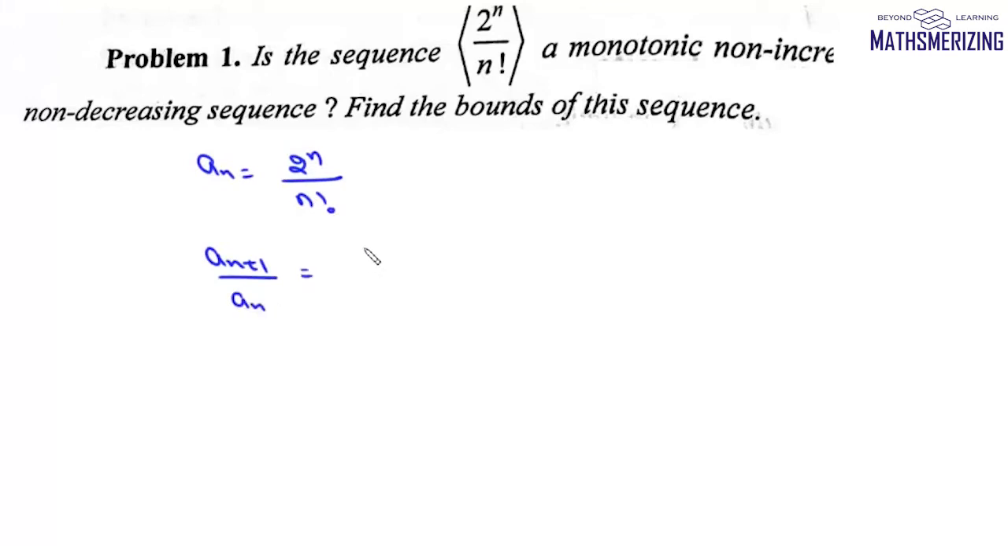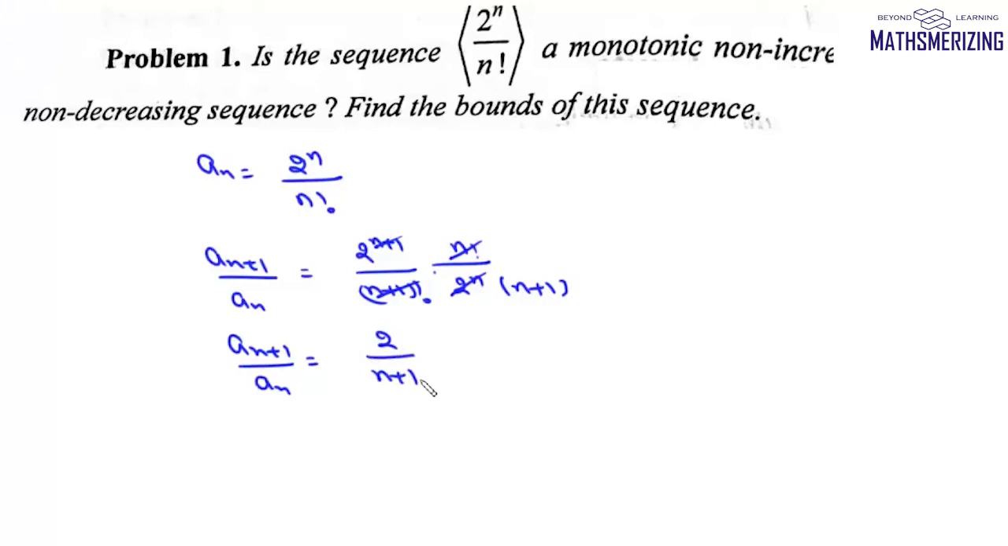Now an plus 1 will be 2 to the power of n plus 1 upon factorial n plus 1, and then divide by an, which is 2 to the power n upon factorial n. Now here 2 to the power n will cancel. Now factorial n will also cancel. So we'll get 2 upon n plus 1. That is, an plus 1 upon an is equal to 2 upon n plus 1.